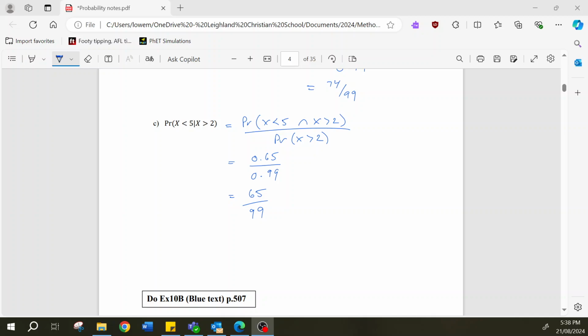For that part of what we're working through, you can go on in the blue text, the Maths Quest text, exercise 10b. You can work through those. You're just doing similar questions to what we've just seen.